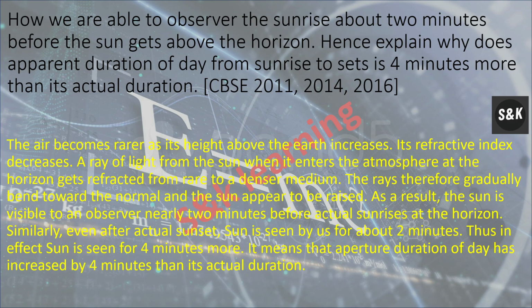How are we able to observe the sunrise about 2 minutes before the sun gets over the horizon? The air becomes rarer as its height above the Earth increases, so its refractive index decreases. A ray of light from the sun, when it enters the atmosphere at the horizon, gets refracted from a rarer to a denser medium. The ray therefore gradually bends towards the normal, and the sun appears to rise 2 minutes early.